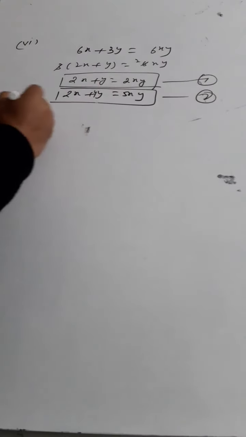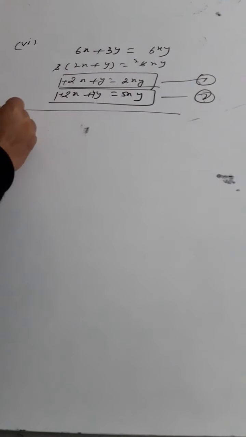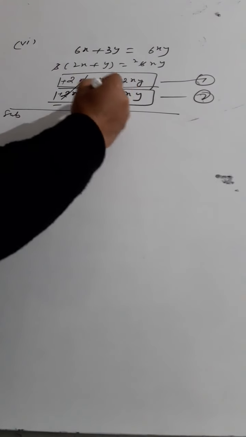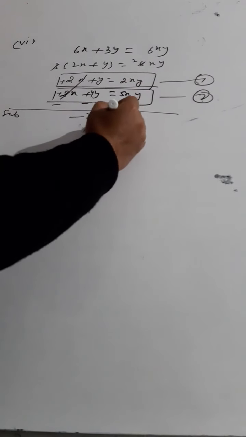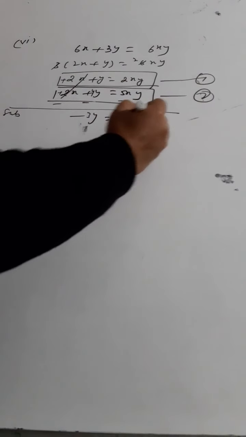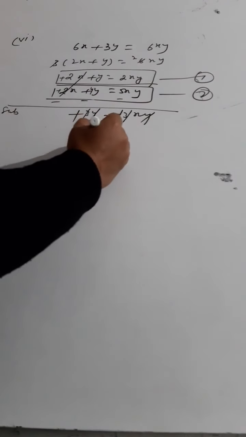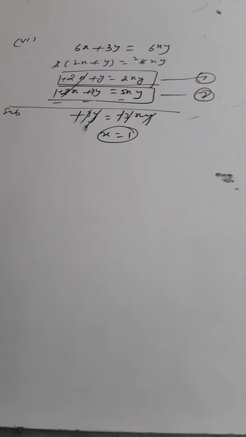So if I subtract these two equations, this is plus, this is plus, so 2x will get eliminated, and here it is minus. So minus 3y I am getting here, and here also I am getting minus 3xy. So minus will cancel with minus, 3 with 3, and y with y. So I will be left with x is equal to 1. So x is equal to 1 will be the answer.